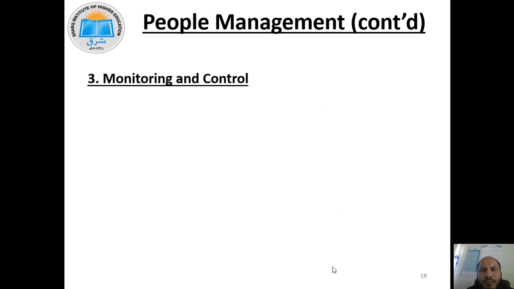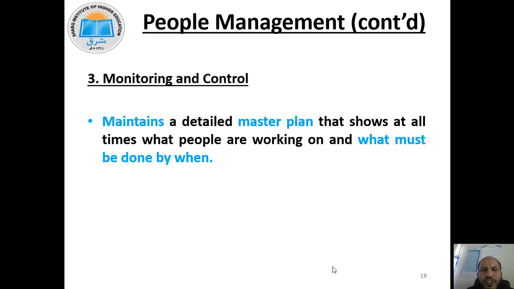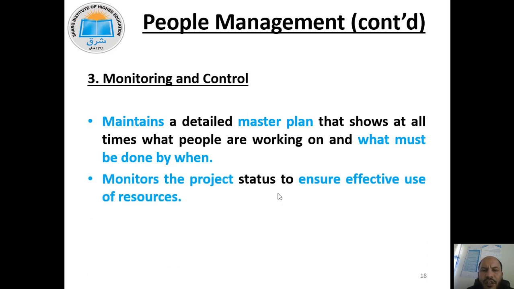Dear students, within the people management competency, we have one more point, which is monitoring and control. So the project manager will maintain a detailed master plan that shows at all times which people are working on what and what must be done by when. So monitoring and control is one of the project manager skills. He will monitor the people, he will have a detailed master plan and a detailed working plan, and he will see who is responsible for what activity and when he or she should do his or her job. So he will monitor the project status to ensure the effective use of resources.